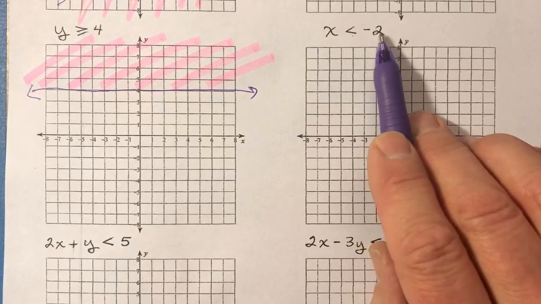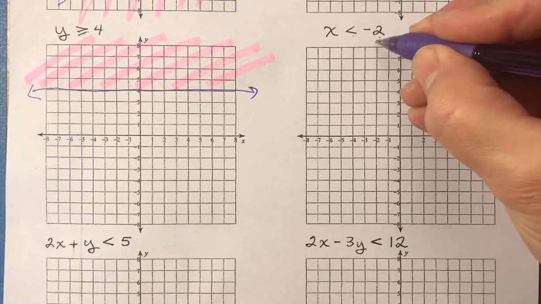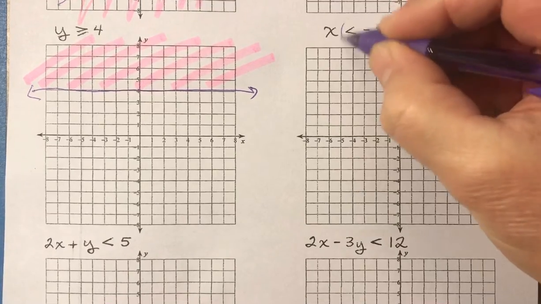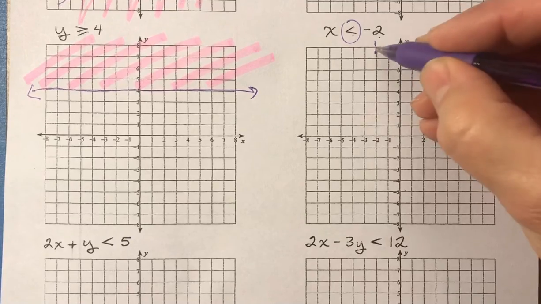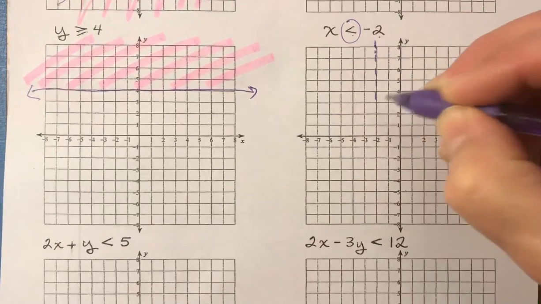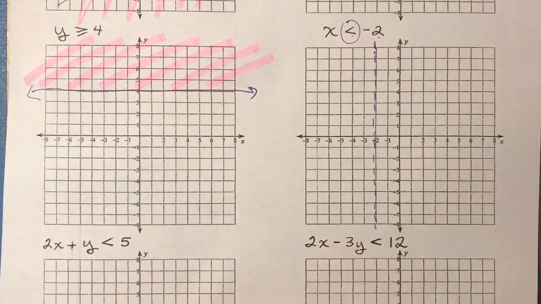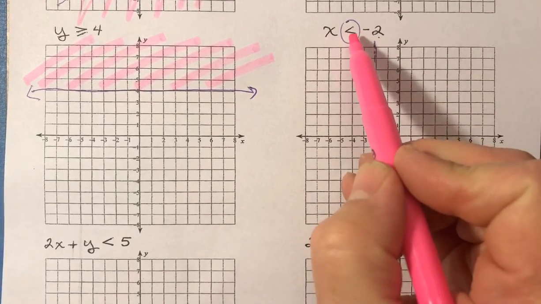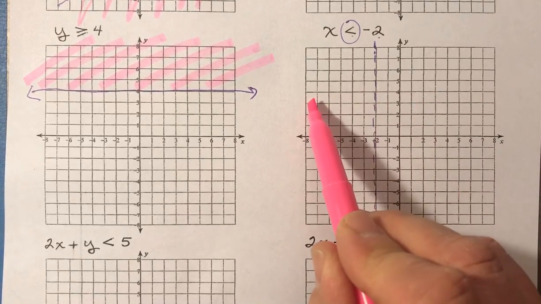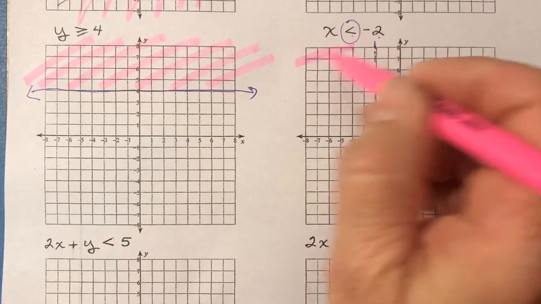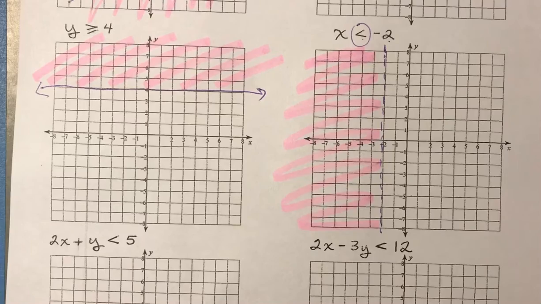x is less than negative 2. Again, this is a special case. This will be a vertical line. And since it's less than, it's going to be a dotted line through negative 2. And then we're going to shade everything. We want x to be less. Here x is greater than negative 2. Here x is less than. So we're going to shade everything to the left of negative 2.